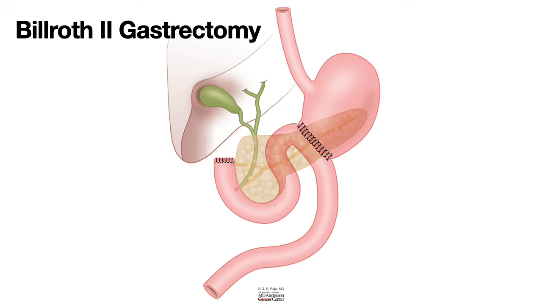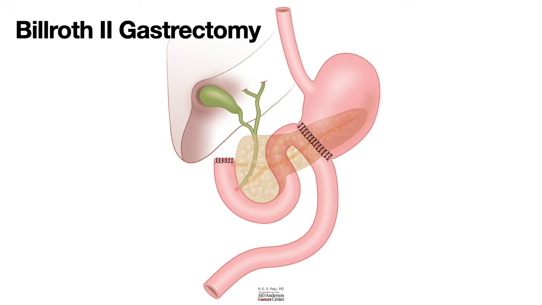In Billroth II, from the stomach, you need to get into the jejunal loop, figure out whether it is an afferent loop or an efferent loop. Afferent loop is the one that is draining from the pancreas and the bile duct to the stomach, and efferent loop is going away from the stomach down to the distal jejunum and ileum. So it's important to get into the afferent loop.